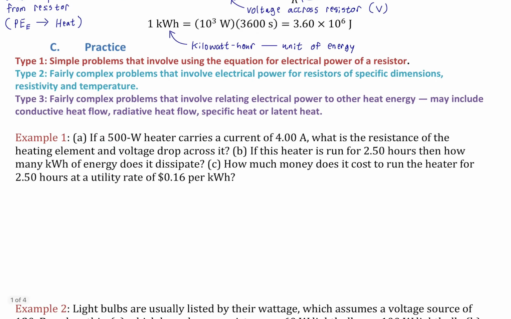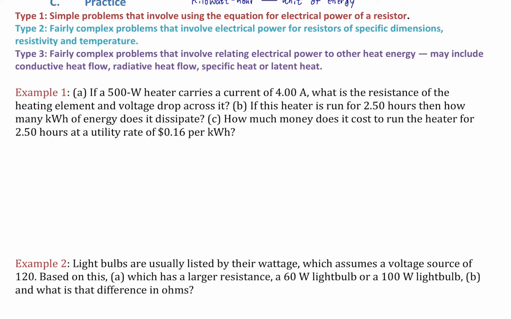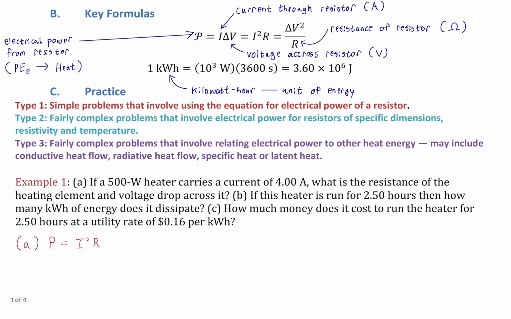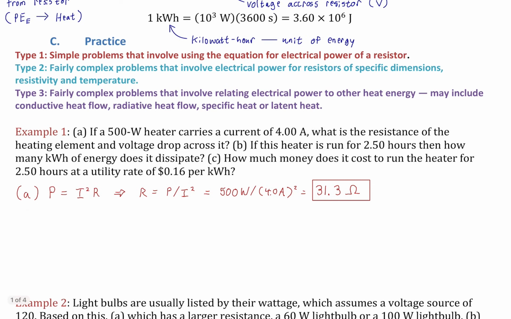All right, so let's take a look at our first example, type 1. If a 500 watt heater carries a current of 4 amps, what is the resistance of the heating element and the voltage drop across it? Here we're going to set up the equation power equals I squared times R, because I was given a current and I was asked for a resistance, so it makes sense to use that formula. If I solve for the resistance, I get a resistance of 31.3 ohms.